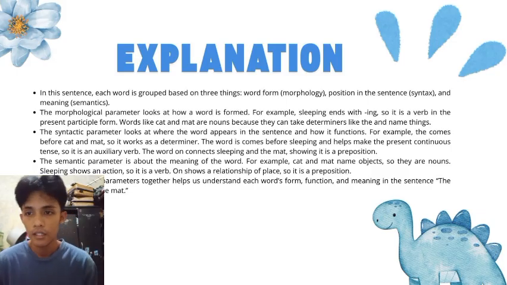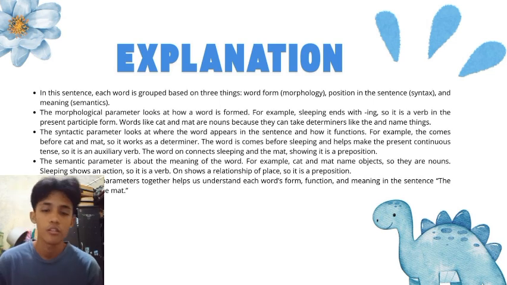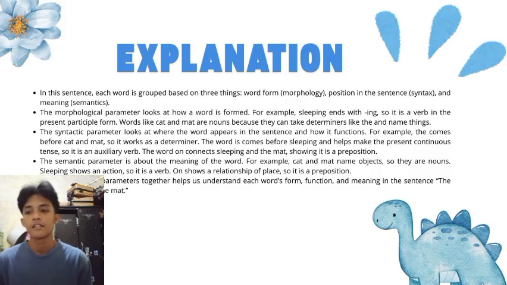For example, cat and mat name objects, so they are nouns. Sleeping shows an action, so it's a verb. On shows a relationship of a place, so it's a preposition. So using these three parameters together helps us understand the word's form, function, and meaning in the sentence. So the cat is sleeping on the mat.